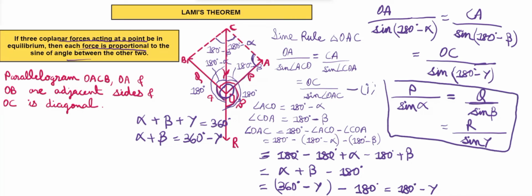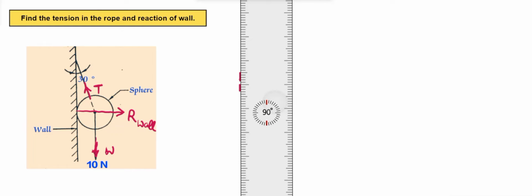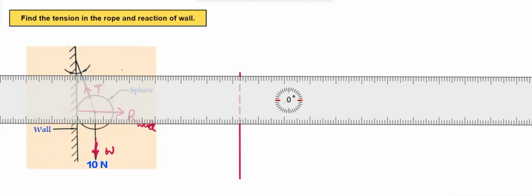Now let's solve some examples. You'll have to remember this formula. In the first question, we have a sphere weighing 10 Newton and it is hung as shown in the figure. We have to find the tension in the rope and the reaction of the wall. Here the tension will be acting, then in the downward direction the weight, which is equal to 10 Newton. The wall will give a reaction, which we'll show here, our wall. Now let's draw the free body diagram. If you have not attended my lecture on free body diagrams, then I suggest you watch that video first.